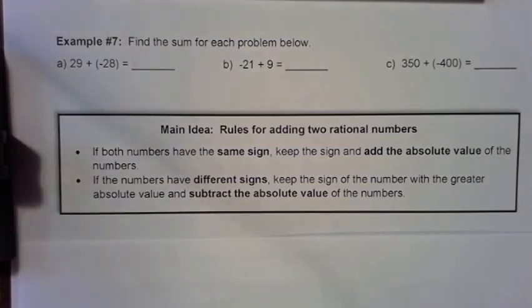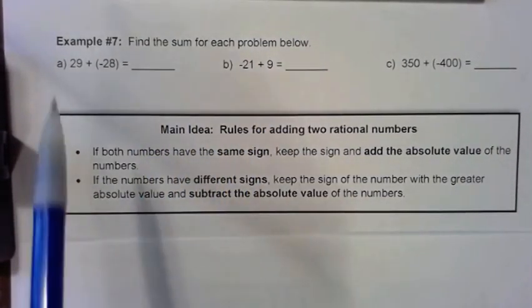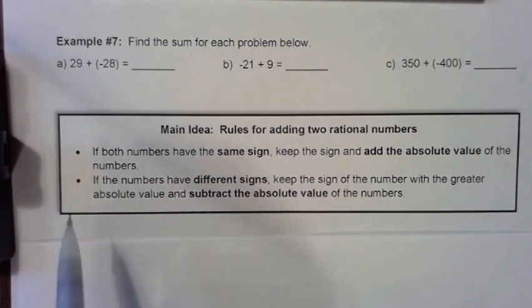Let's practice adding numbers that have different signs, all right? Find the sum of each problem below. Okay, now before I actually figure out what the sum is going to be, I'm going to first start with the sign in each example. When you add a positive number and a negative number together, the sign of your answer is the sign of the number with the bigger absolute value.